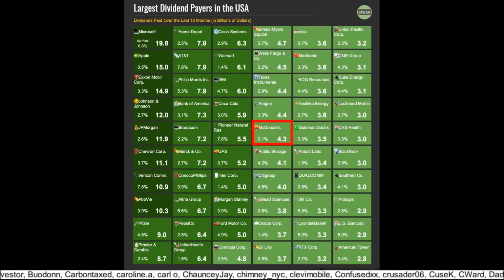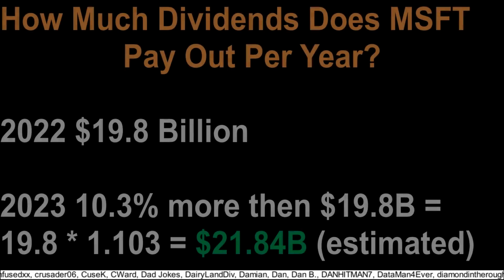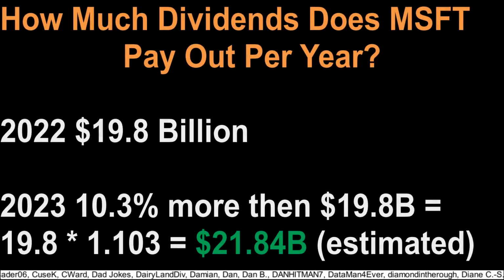McDonald's, that we were just talking about, is 35th on this list of US companies that pay out the most in dividends. Apple is number 2 on the list, so isn't it interesting that the 2 lowest yielders also happen to pay out the most? And note, Microsoft just announced a 10.3% dividend hike. That means that instead of paying out $19.8 billion in a year, they should pay out $21.8 billion in dividends, assuming they don't do buybacks, which I'll elaborate on in a moment.